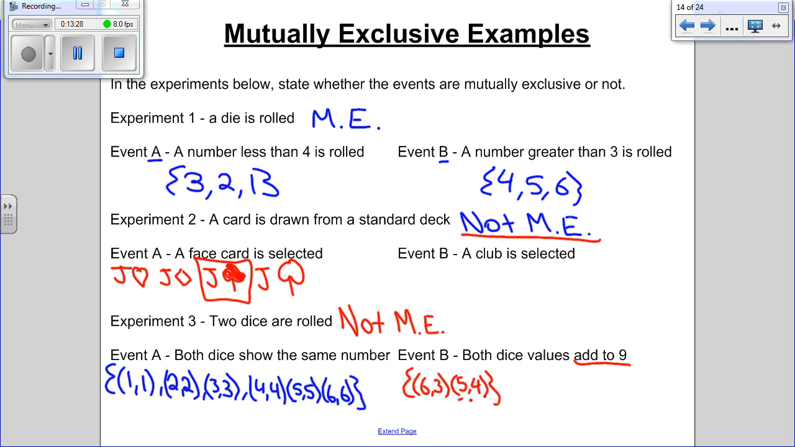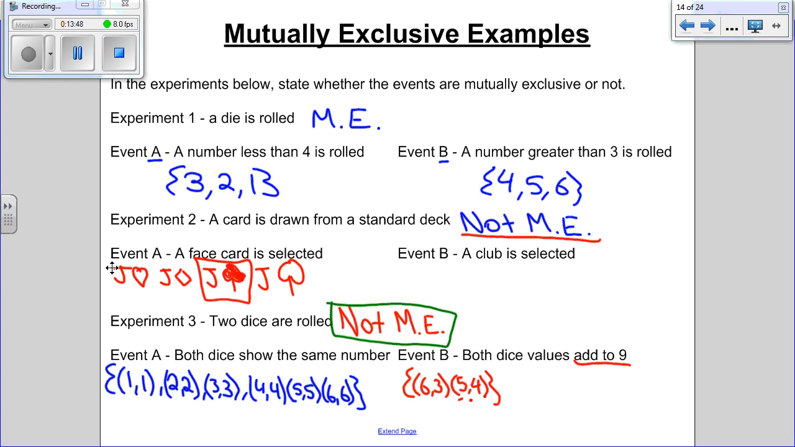Do either of these in set B fit into set A? There's none in common. So if there's none in common, it's not mutually exclusive. Did that answer your question? Please start.